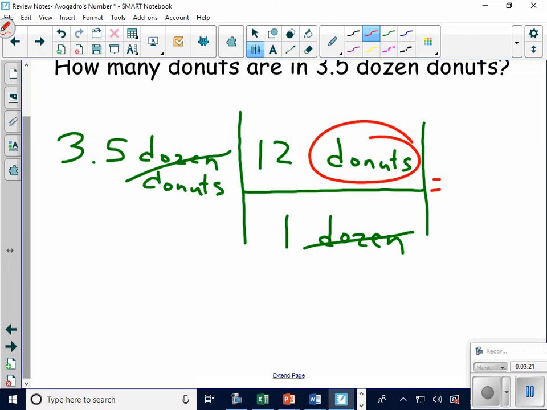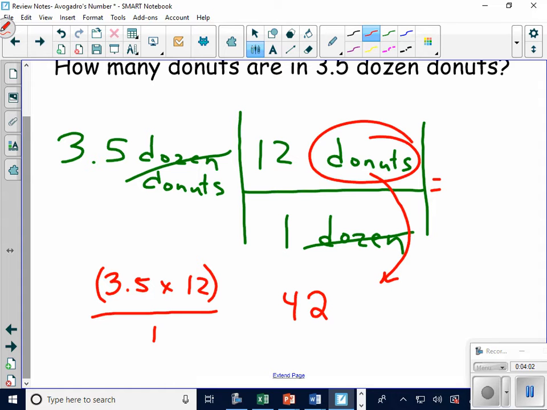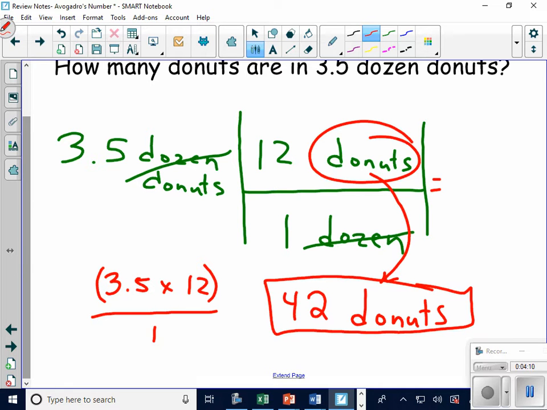So what I'm going to do is, everything on the top I multiply, and then I divide by the bottom. So I'm taking 3.5, times 12, and I do that first, and then I divide it by 1. When I do so, I take 3.5, multiply that by 12, and I get 42. So I bring my label down, 42 donuts. Box my answer so Mr. Braun knows where my answer is. Therefore, 3.5 dozen donuts is equal to 42 donuts.